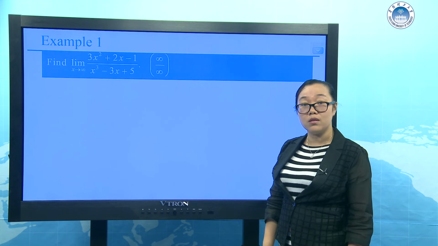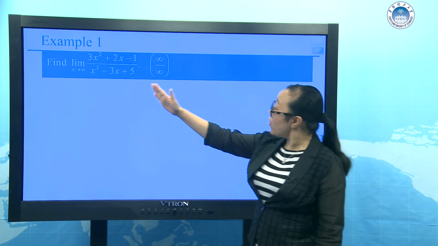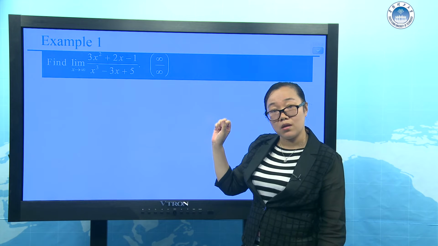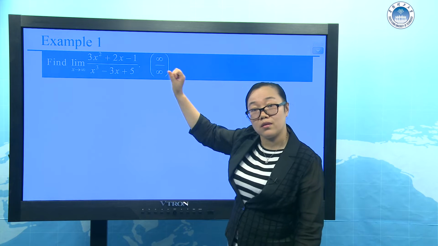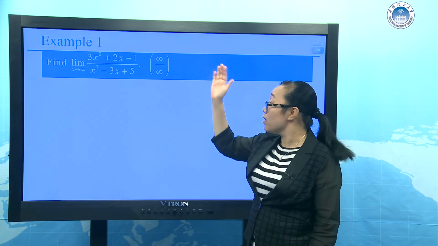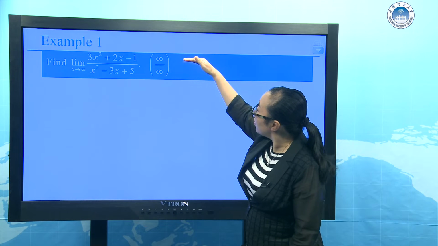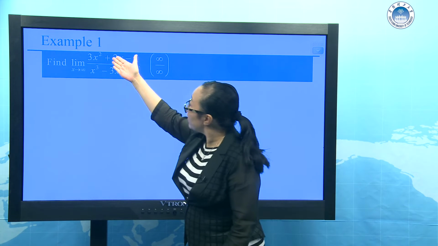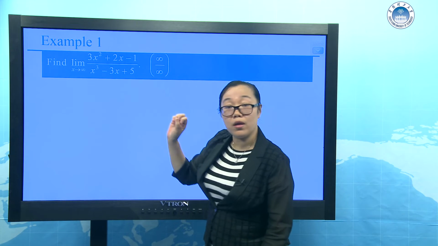According to the definition, let's do our examples. Example 1. Find the limit of f over g. How to write it? The limit of f and the limit of g don't exist. Why? The corresponding limit means infinity, so this expression means infinity over infinity. How to do? We can check this expression, the highest power equals 2. This expression, the highest power equals 3.